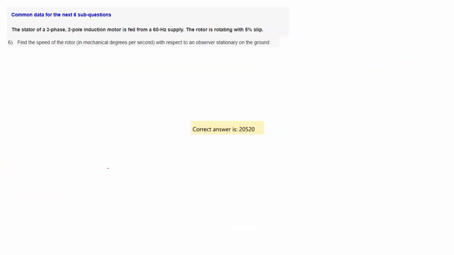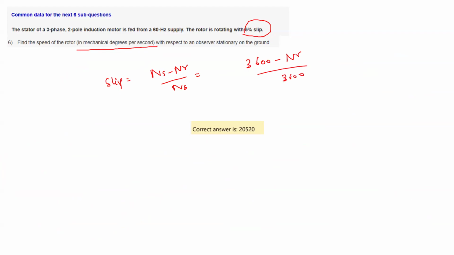Then again they are asking to find the speed of the rotor in mechanical degrees per second. They have given the slip. We know that slip is equal to ns minus nr by ns, where ns we know is 3600. First, I'm trying to find it in standard RPM, and then I'll convert it to whatever I need.